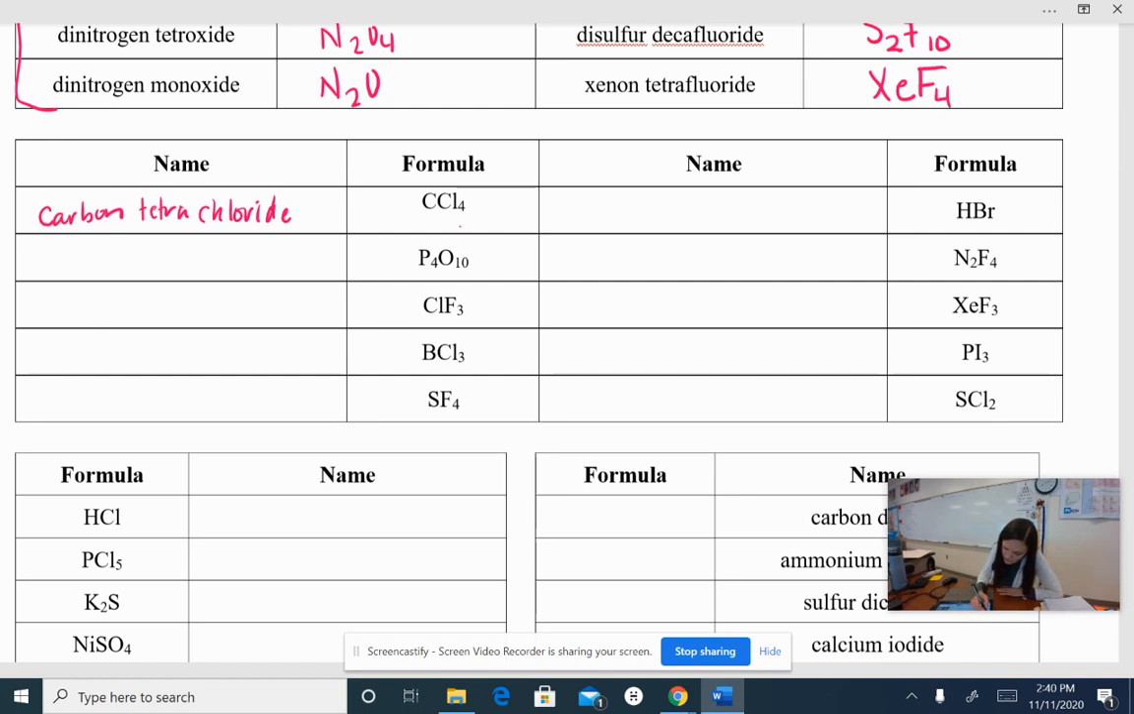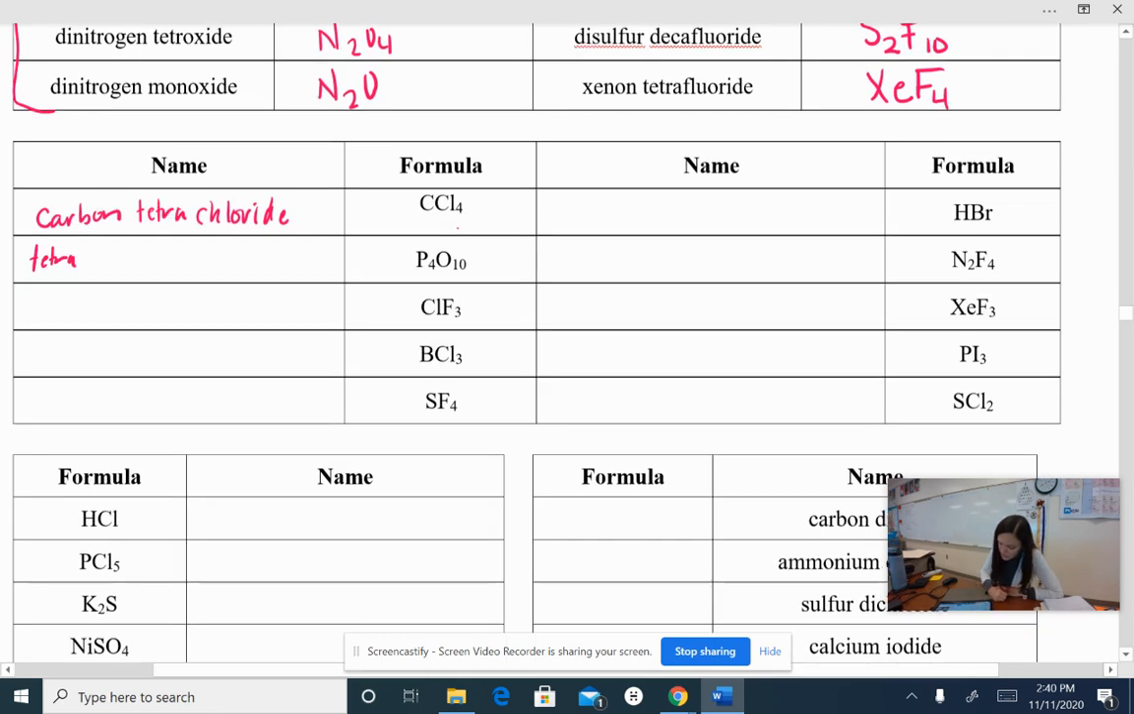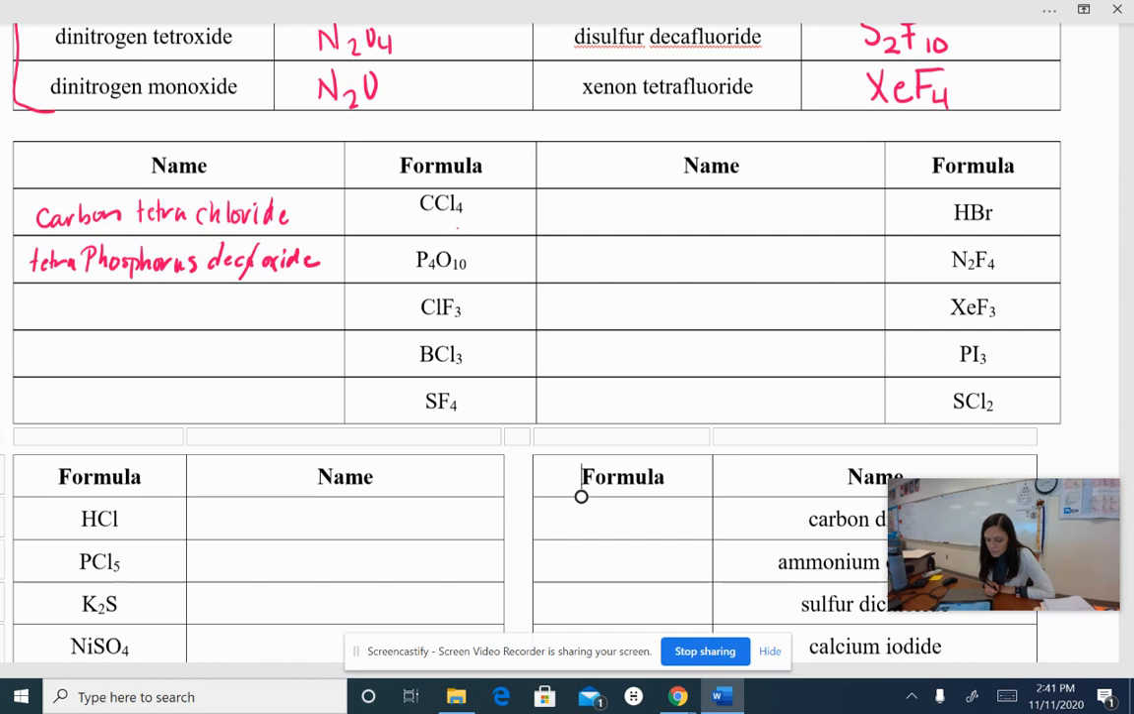How'd you do on that one? I've got 4 phosphorus. So I need to start out with my Greek prefix, meaning 4, which is tetra, phosphorus. And then I have 10 oxygens. 10 is deca, oxide. Now, if you want to, you don't have to have that A. You can get rid of that A if you want and just have tetra, phosphorus, decoxide as well.